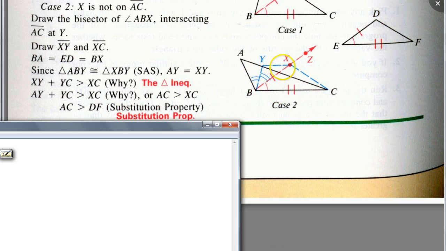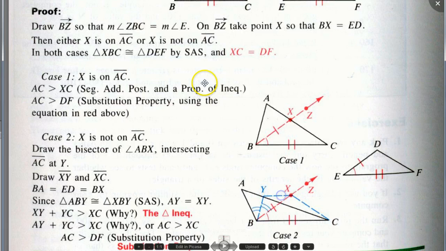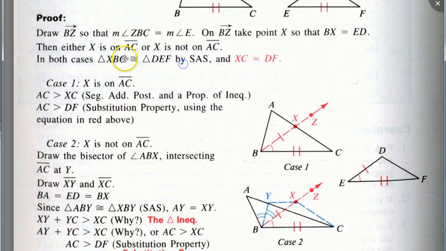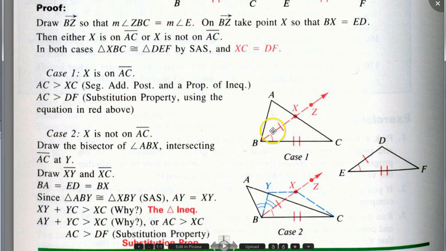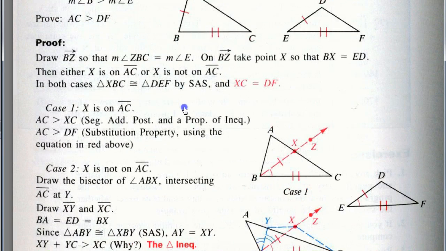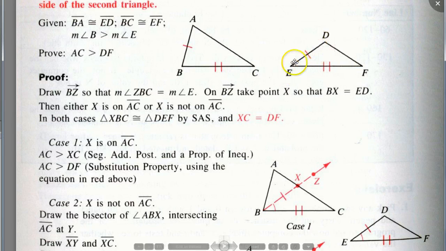Yes. Because remember, if you look at the very first time, look up here. How do we draw the auxiliary line? We had BZ, right? Look what it says here. BZ so that this angle is congruent and what? BZ, you have a point X so that X is equal to ED. Right? And remember what ED was? In the very beginning, ED was congruent to BA to begin with. So by transitive, AB, BX and ED are all in the same group.